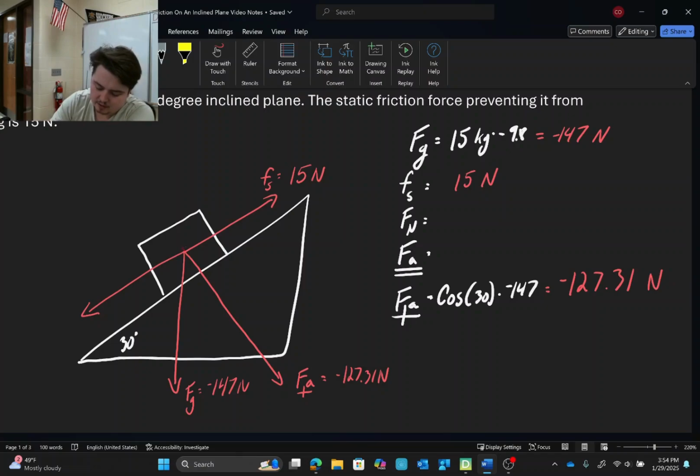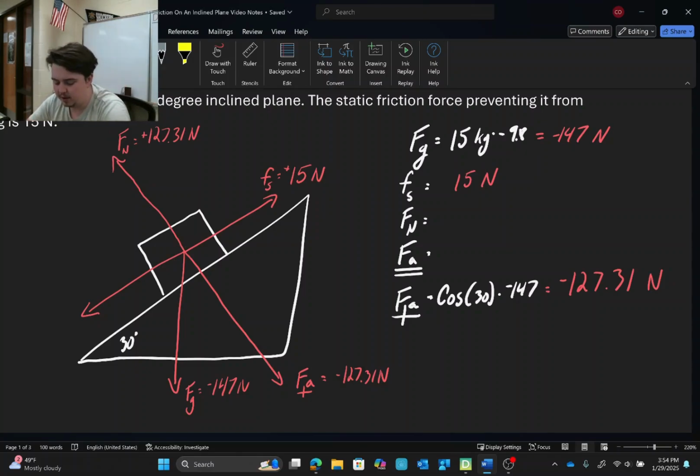So that means that our normal force is going to be equal and opposite. So force normal is equal to positive 127.31 newtons. It's equal and opposite. If it wasn't, then that means that you are falling through the floor. So we don't want that. We now know our normal force because that's just equal and opposite. So it's positive 127.31 newtons.